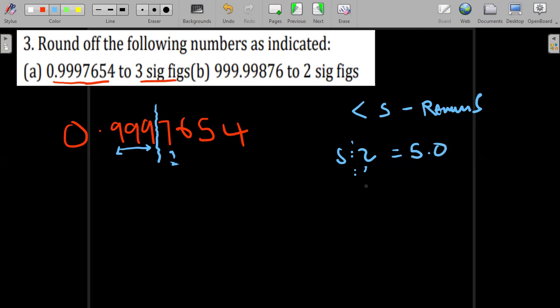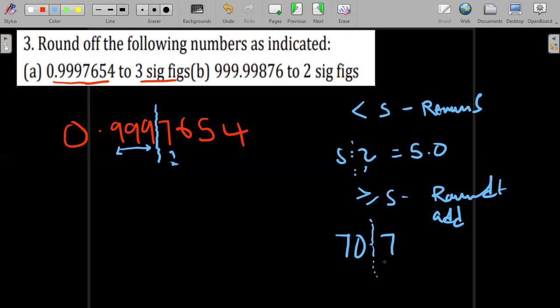And then if the number after your desired number of significant figures is greater than or equal to 5, then we have to round off. By rounding off, it means we add 1 to the previous number. So for example, if I have 0.7 like that, and I'm rounding off at this point here, this 7 here is greater than 5. So it means we're going to add a 1 to this 0. So when you round off that number, it just becomes 0.1. So these are the rules that we are going to be following.